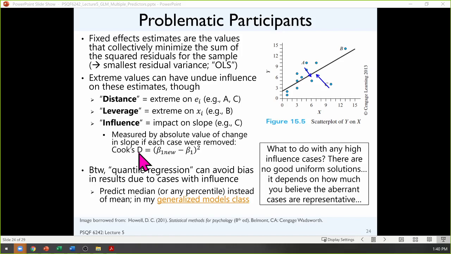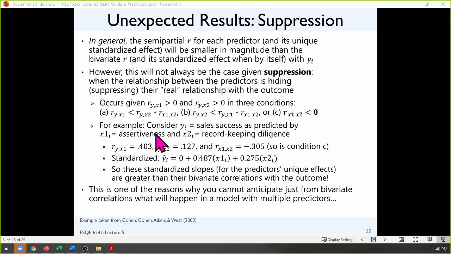Technical term. Okay, suppression. We talked about that earlier. Suppression is a condition in which the unique effect of a variable is actually stronger than its bivariate effect. Yes, it can happen. Here are the situations in which it can happen.